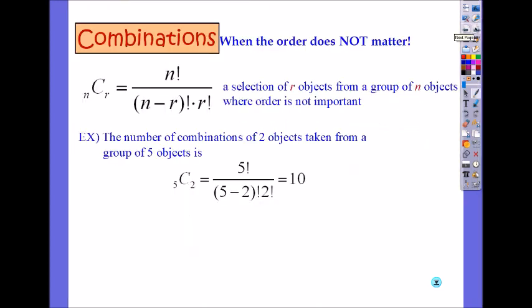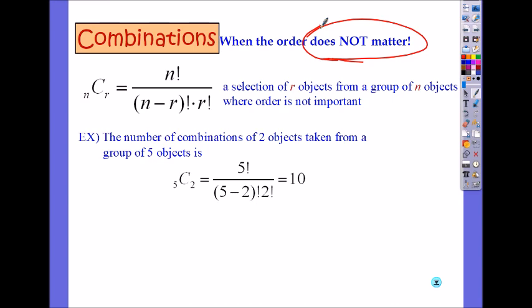So the last type is combination. Combination is when the order does not matter. So for example, if you have 10 toppings to choose from when you order a pizza and you're choosing 3, does it matter whether they put sausage, pepperoni, and pepper versus putting pepperoni, sausage, and pepper?